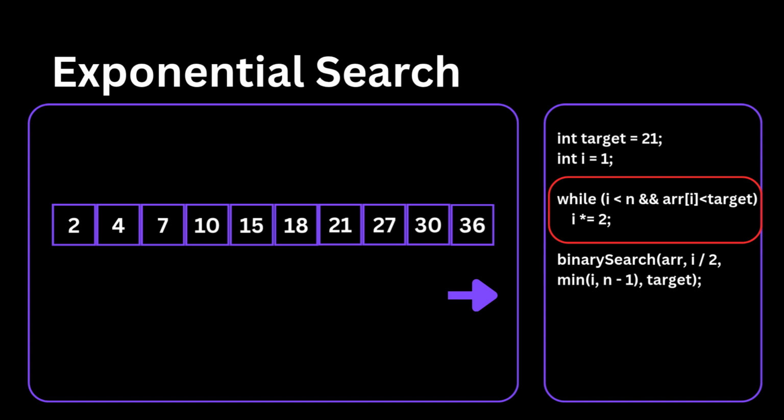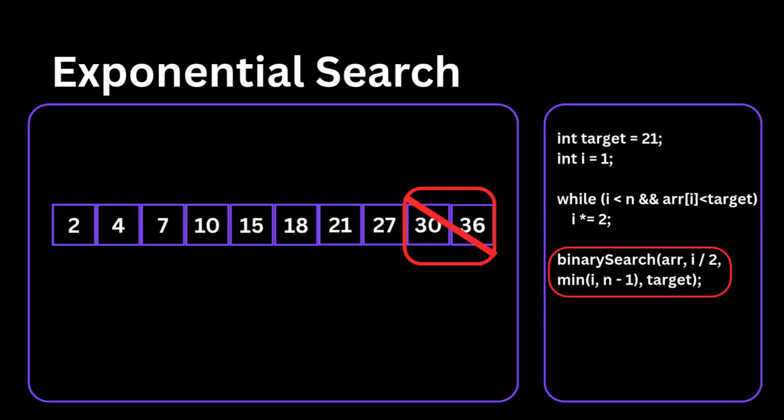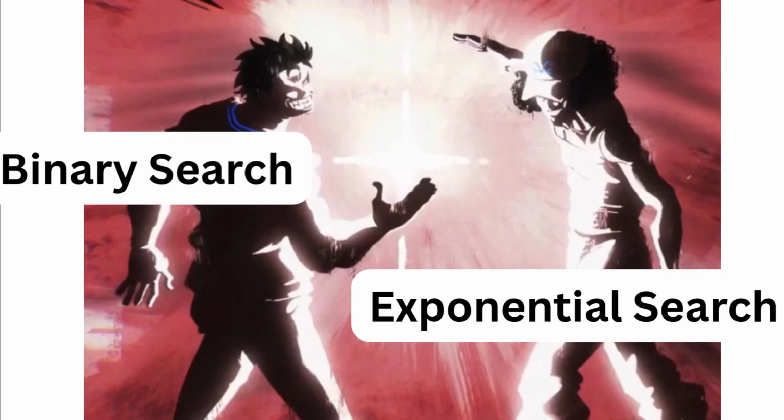Eventually, it lands on a number that is larger than the target. For example, if it jumps to 30, it knows that 21 has to be somewhere before that point. So at that stage, it switches to binary search and searches only within that smaller section. So exponential search is kind of a combination of both ideas, first making huge jumps to narrow down the range, and then using binary search to finish things off efficiently.